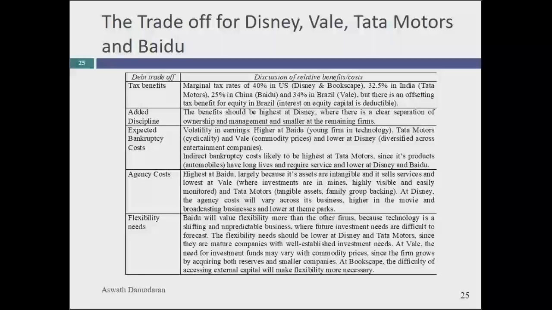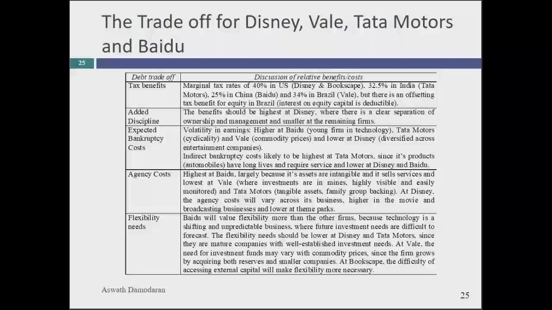On added discipline, the benefit should be highest at Disney, where the managers own very little of the stock, and lowest at Tata Motors. It's a family group. You should be thinking about your best interest. You should need debt to do it. In terms of expected bankruptcy costs, the companies with volatile earnings, Baidu because it's a technology company, Tata Motors because it's a cyclical company, and Vale for commodity prices, should borrow less than companies with more predictable earnings.